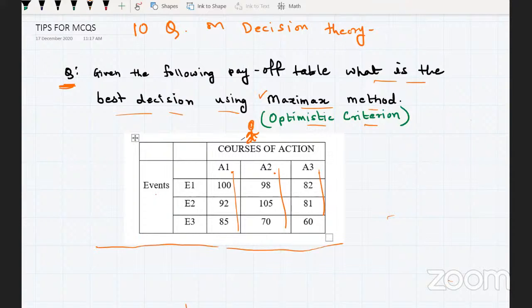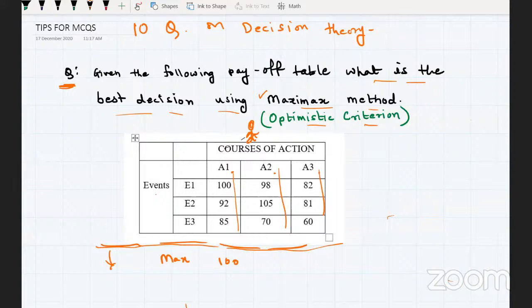ही नोटबुक आहे तुमची इथून पुढे. ओके. So you will write maximum, and then from 100, 92 and 85 you will select the maximum number. See, whatever I'm writing in orange here, हे जे या लाईनच्या खालचं, only that much will be written in your notebook. Remember this. So A1 मधला maximum कोण आहे?